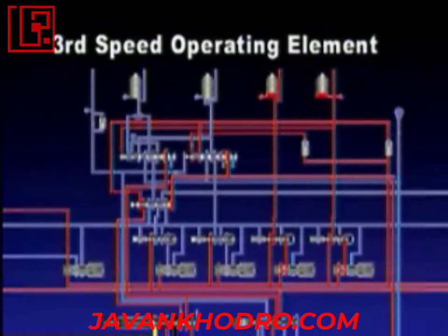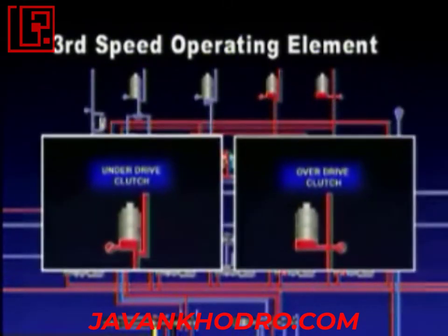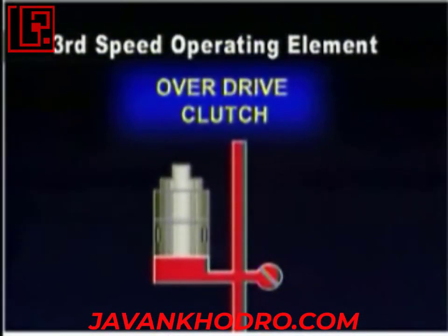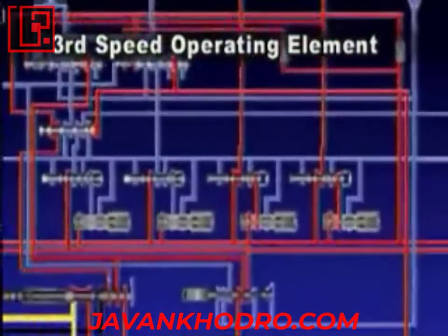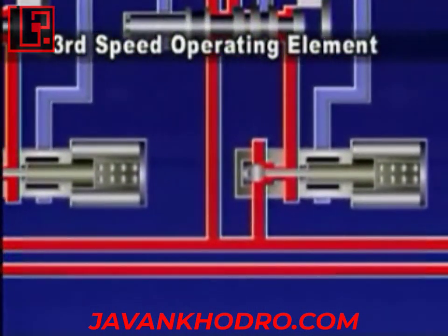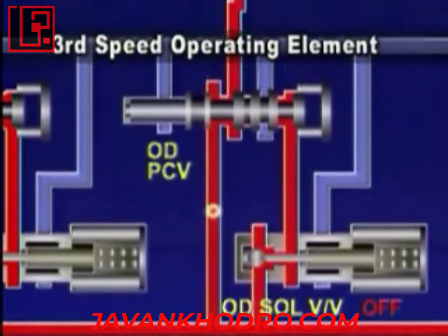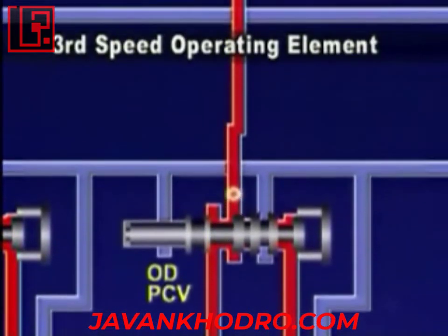In third speed gear, underdrive clutch and overdrive clutch are operating elements. Underdrive clutch operation is maintained until third speed during forward driving. This is how the overdrive clutch works. Oil pressure generated from the oil pump is adjusted by regulator valve. Then it is supplied to operating element overdrive clutch through the overdrive clutch pressure control valve and overdrive clutch accumulator.